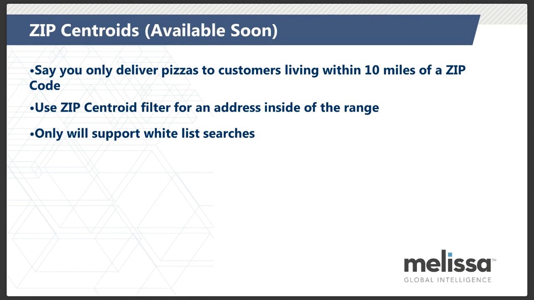Filtering by zip centroids will be available soon. As an example, a pizzeria that only wants to deliver to a customer living within 10 miles of a zip code could use this option. Filtering by zip centroid allows a max distance parameter, and this filter only supports whitelist searches. And again, that will be available soon.